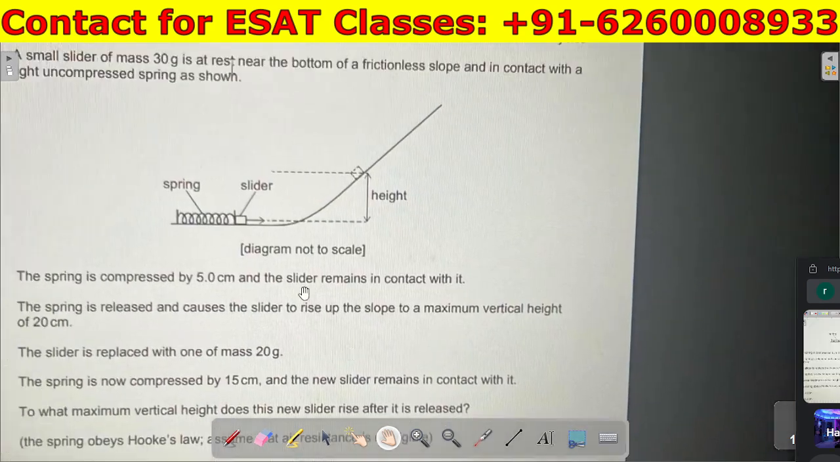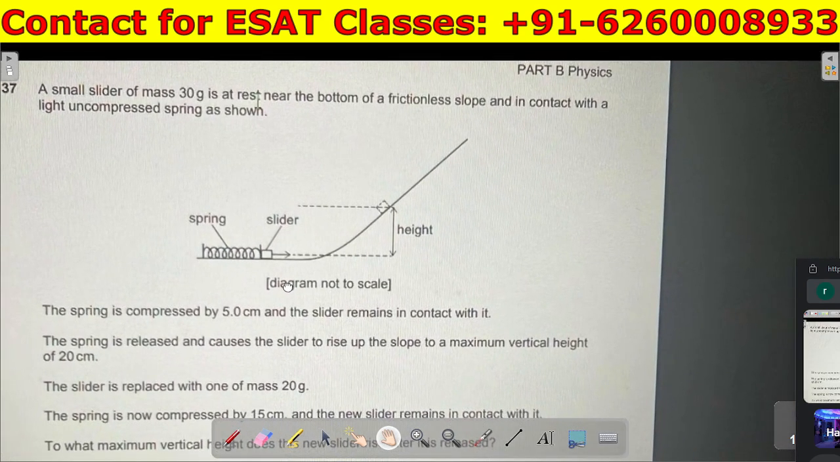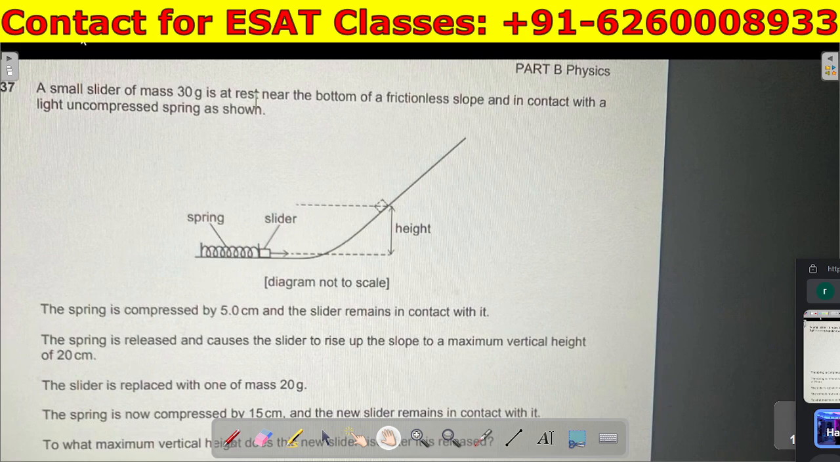Do you know the work energy theorem or the total mechanical energy theorem? Okay. See, this question is saying that you have a spring and you have a slider.